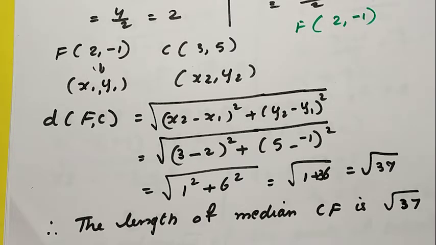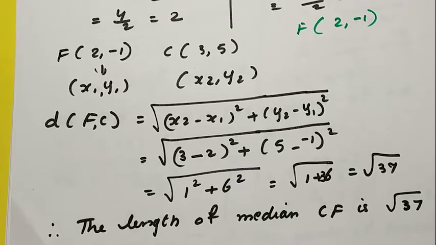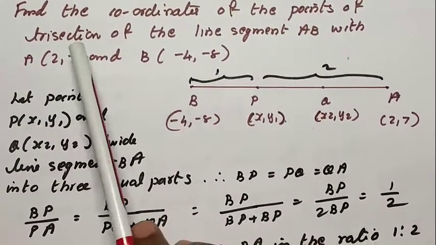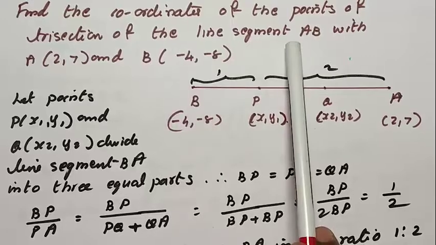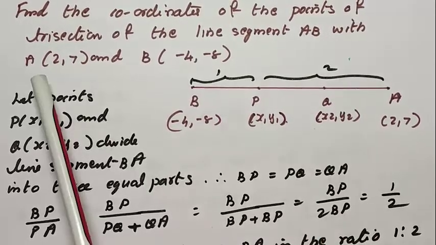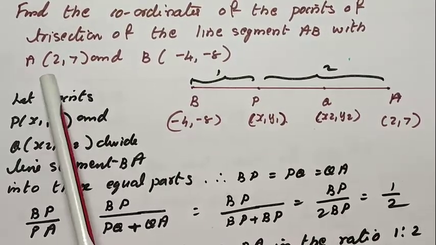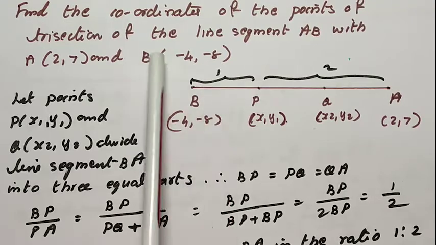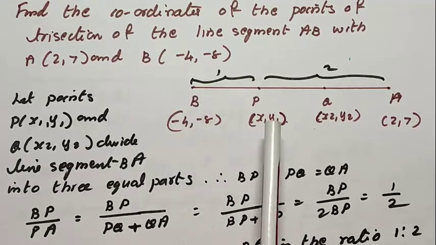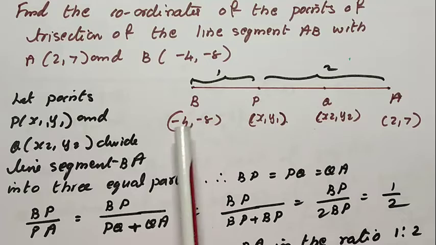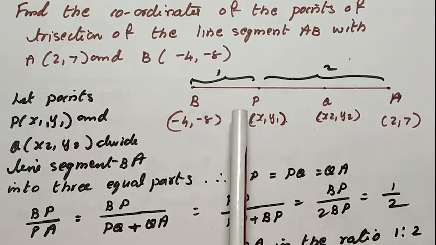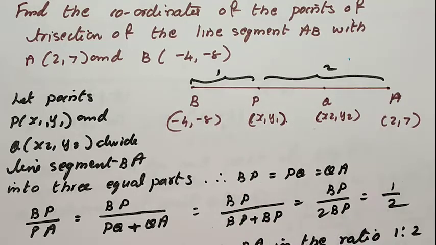So, this is also another important question. Find the coordinates of the points of trisection of the line segment AB, with A coordinate (2, 7) and B coordinate (-4, -8). You have to find the coordinates of the points which trisect the segment AB, or BA, we can write it either way. Trisecting means dividing into 3 equal parts.